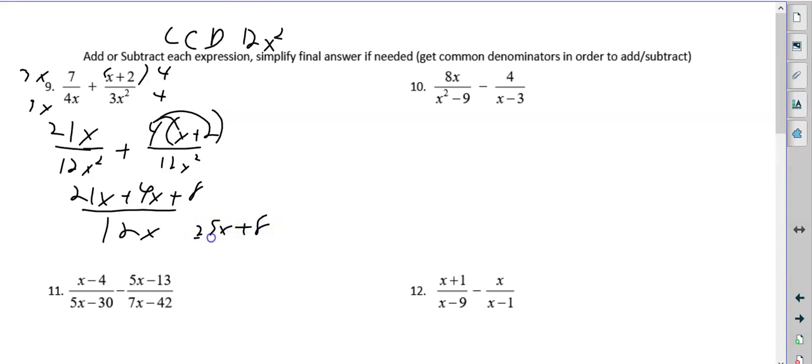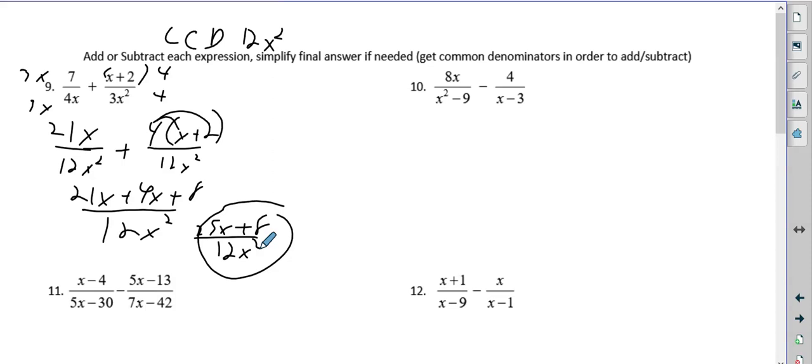21x plus 4x is 25x plus 8 over 12x. Fight the urge to cancel the x's. Fight the urge to cancel the 8 and the 12 by dividing by 4. You cannot do that because of the plus sign in the numerator. This is our answer. Except it should be squared. I don't know why I didn't write the squared. There we go, 12x squared.